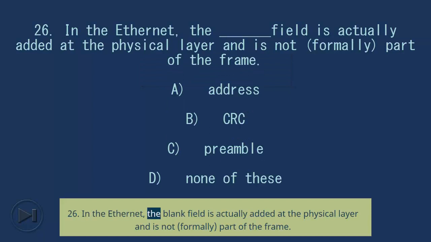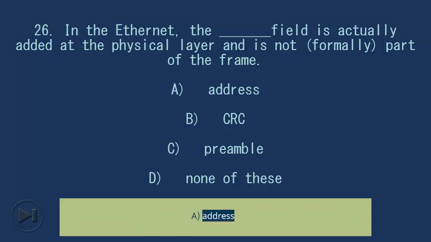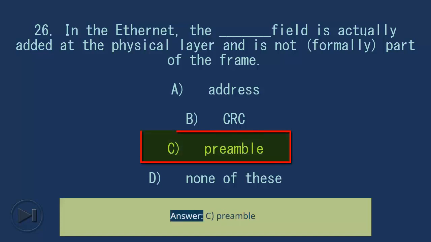26. In the Ethernet, the blank field is actually added at the physical layer and is not, formally, part of the frame. A. Address. B. CRC. C. Preamble. D. None of these. Answer, C. Preamble.